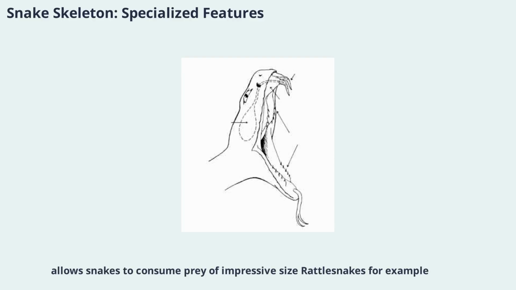impressive size. Rattlesnakes, for example, can eat animals up to 80% of their body weight. Venomous species use their fangs not only to immobilize prey but also to aid in digestion, ensuring the food doesn't rot in the stomach. This combination of anatomical and physiological adaptations makes snakes formidable predators.